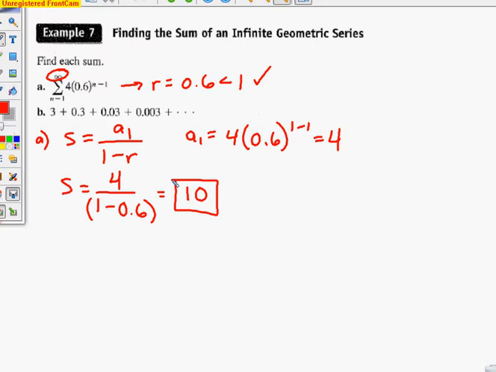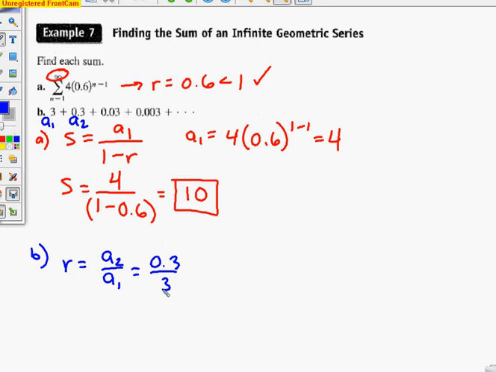All right. B now. So B gives us a list of numbers. So this is a sub 1, that's a sub 2. So we need to find the common ratio first. So the common ratio is going to be a sub 2 divided by a sub 1. And I could have used any consecutive terms here.